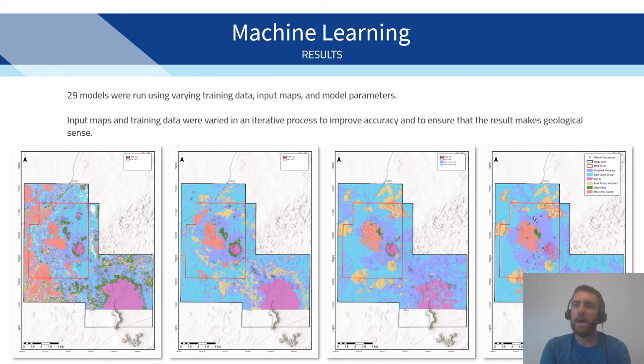But then as we go back and we improve the training data and we change the input maps, the map improves, and by the end on the right there, we've got a map that's looking quite reasonable, quite like what we know the geology, where we know the geology well. It's reproducing it, so we're pretty happy.